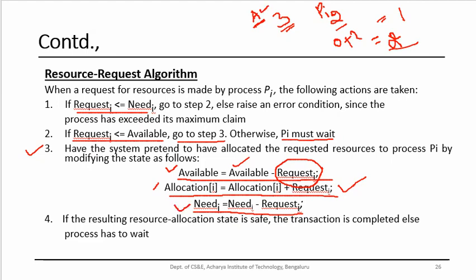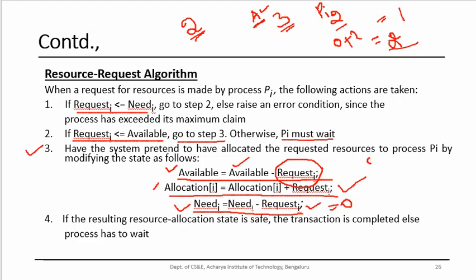What is the next step? Now its need was what? Its need was, let's say, 2. Okay, and you have now allocated 2. So what is its need? Its need is now 0. So from the earlier need, we do 2 minus 2, then it becomes 0.